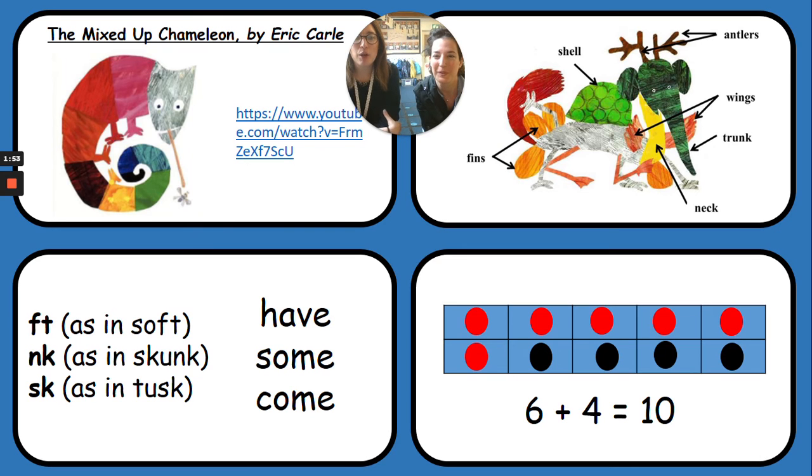And then use objects or draw in your 10 frame and find as many ways of making 10 as you can. So on the screen you can see we've got 6 red counters and 4 black counters. And the number sentence underneath shows us that we could write that down as 6 add 4 equals 10. So first of all we want to make our 10 bond, then say what it is, and then write it down. And how many ways can you find?